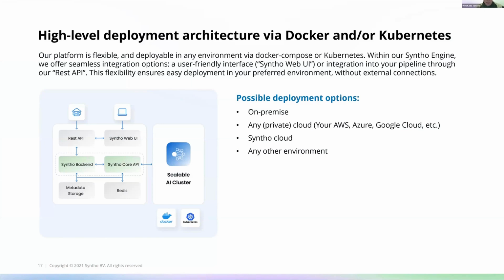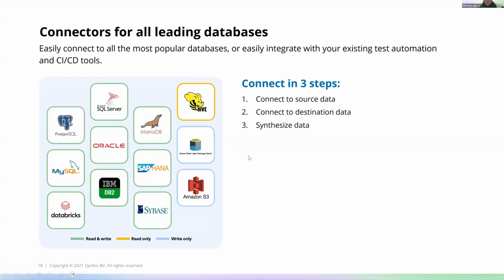It's good to know that we always deploy via Docker or Kubernetes in the safe and trusted environment of our customers. So that can be on-premise, in any private cloud environment. And this is all to make sure that the data never leaves your safe premise, and that we can really synthesize at the source. And that Syntho never sees, processes, or receives any of the real data to get towards the test data.